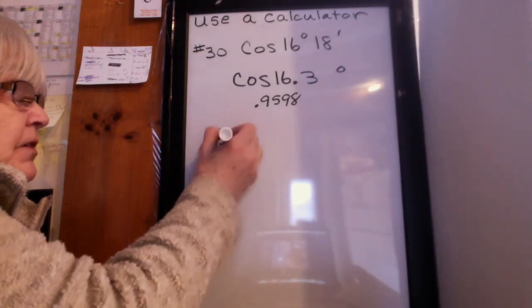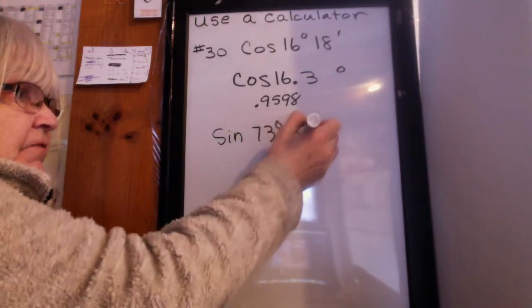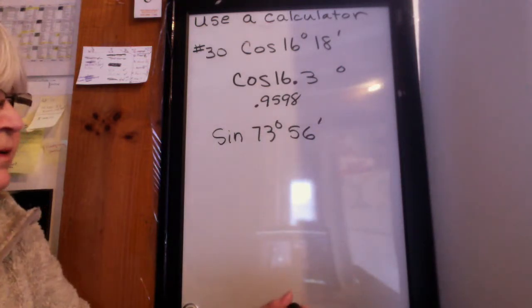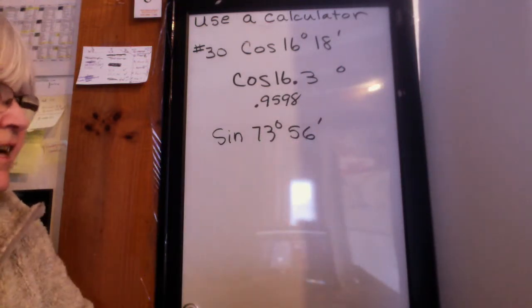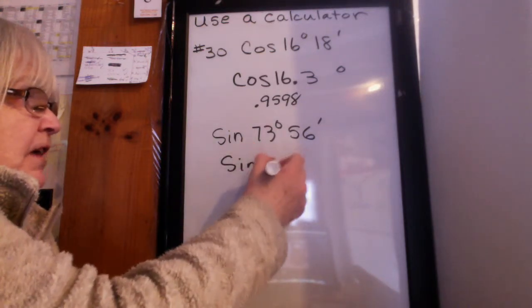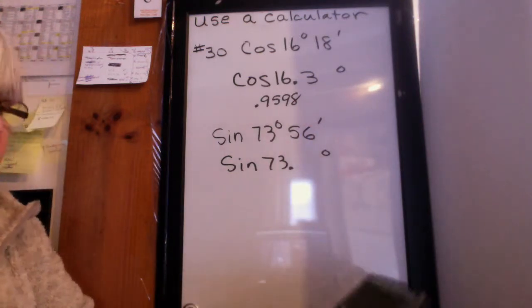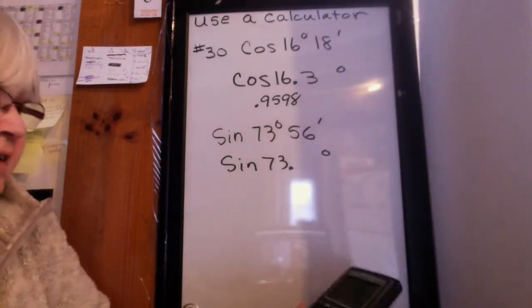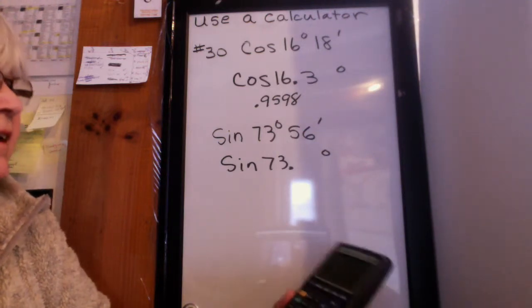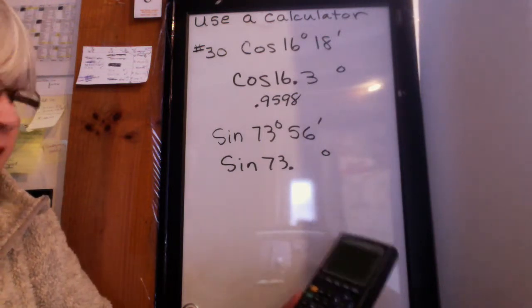Suppose I want to do the sine of 73 degrees 56 minutes. What's the first thing I'm going to do? Change that to a decimal. Do you remember how? So I'm really going to do the sine of 73 point something degrees. All right. Clear your calculator. Take 56 divided by 60. You get a decimal. This one comes out to be 0.93, and it goes on forever.